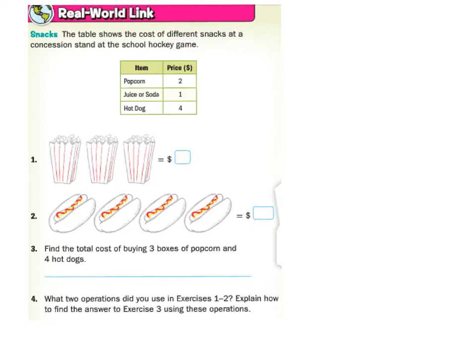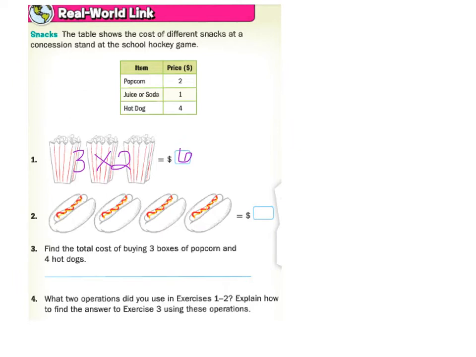Real-world link. The table here shows the cost of different snacks at a concession stand at a school hockey game. The items they sell are popcorn, juice or soda, and hot dog. Popcorn costs $2, juice and soda cost $1, and hot dogs cost $4. They would like us to find the price of 3 containers of popcorn. So I would take 3 times the $2, and it would cost me $6.